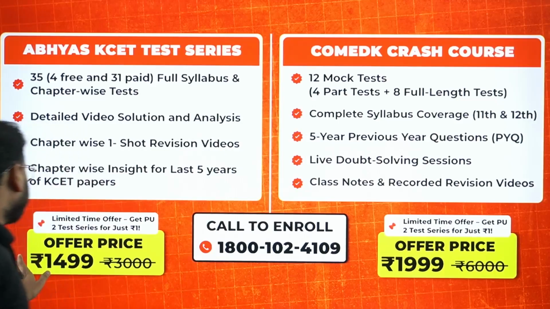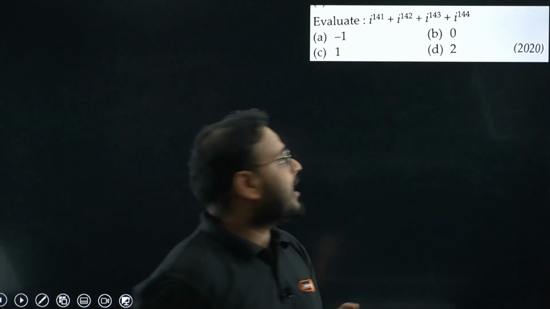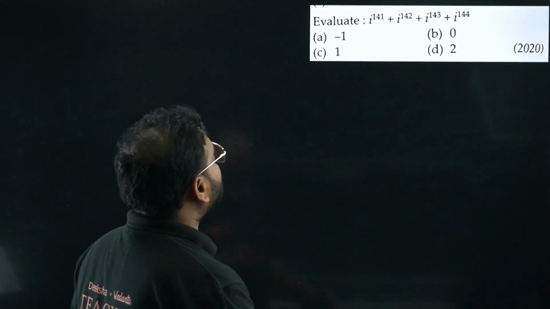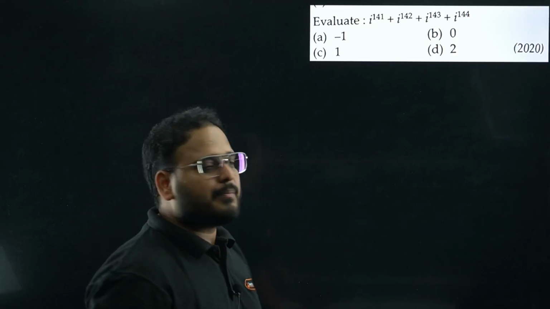Let's move on now to the next question. Please check what we have. i power 141, i power 142, i power 143, i power 144. What is common, sir? 141. But let's take even part common.